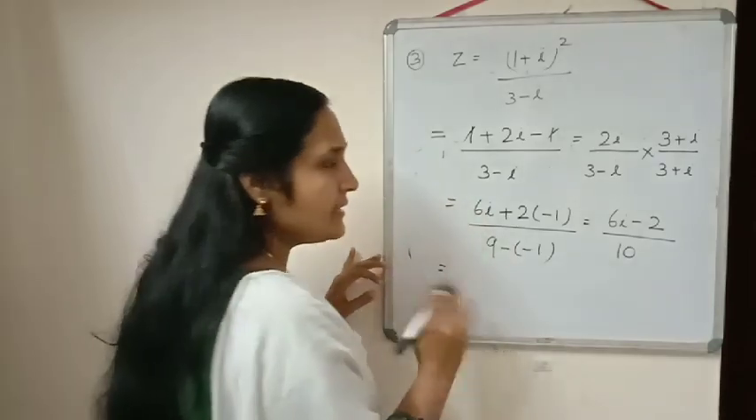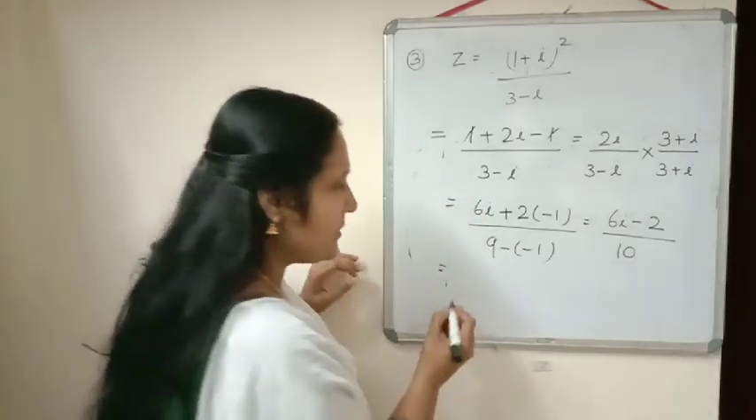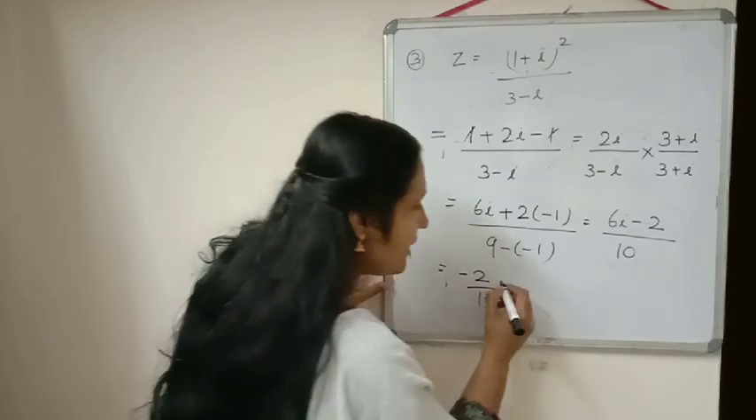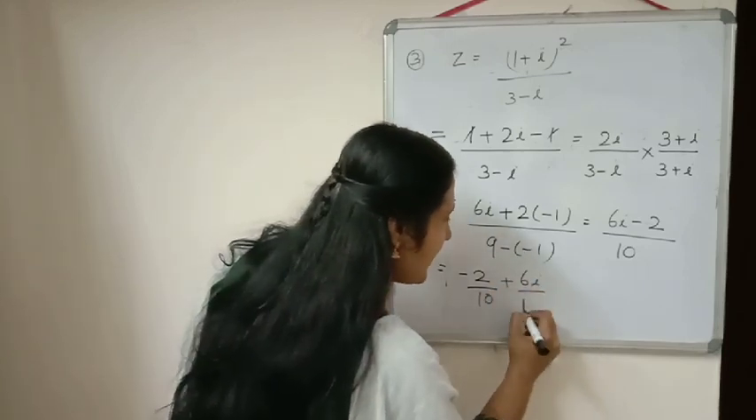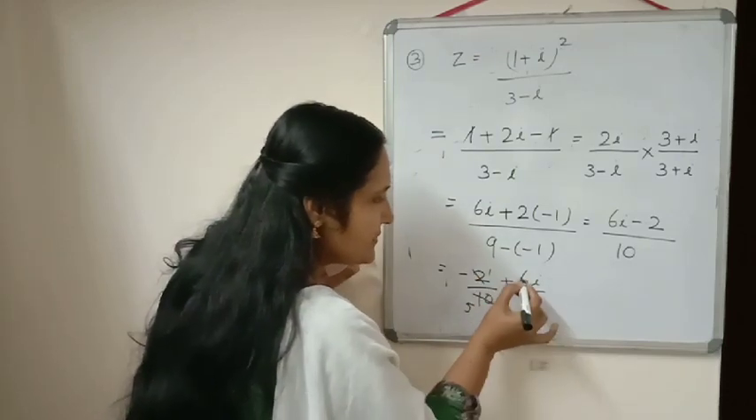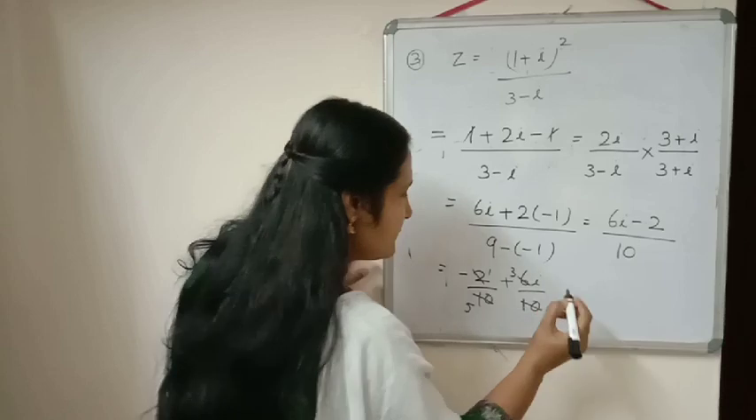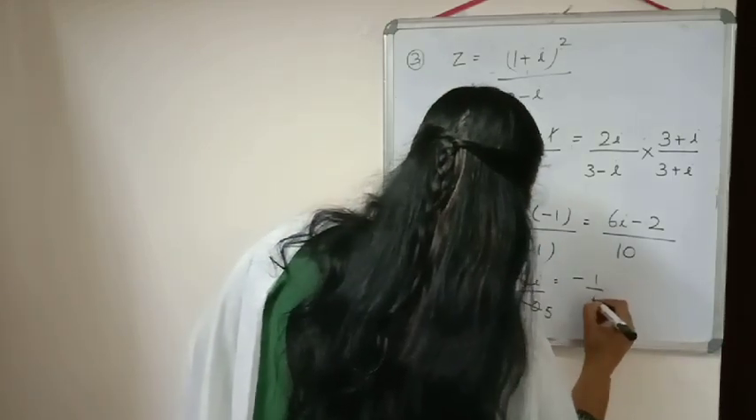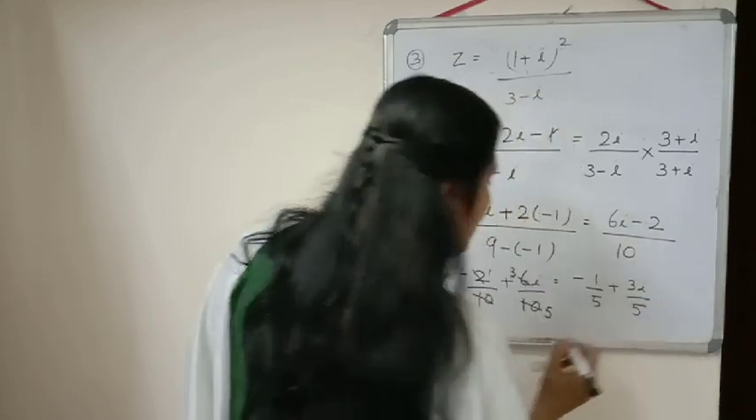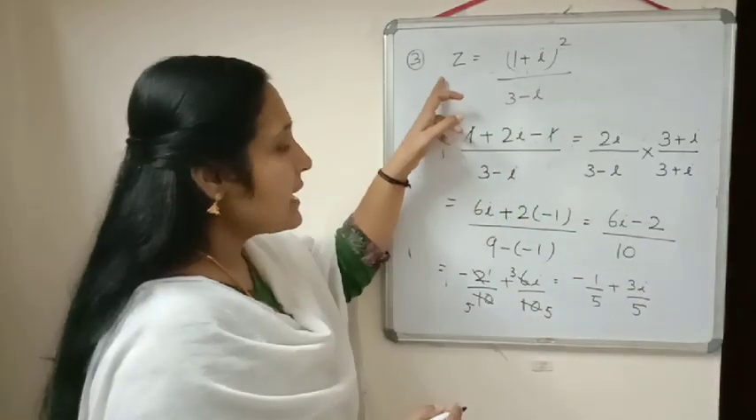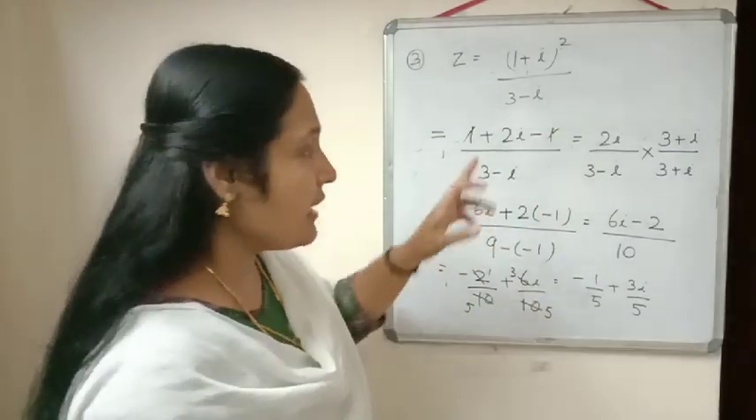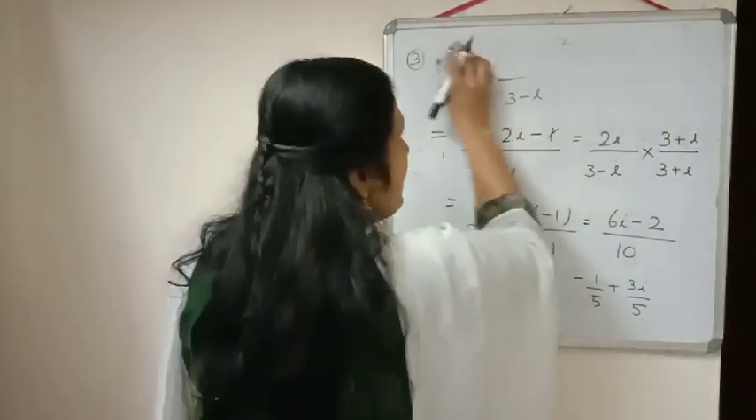Now we'll rewrite in the standard form of a complex number. In that, the real part should be written first: minus 2 by 10 plus 6i by 10. So if you want, you can cancel the terms: 2 1s are 2, 2 5s are 10, here 2 3s are 6, 2 5s are 10. So we are getting at last minus 1 by 5 plus 3i by 5. The question is not over. This was just to convert it into the standard form. The question is we have to convert it into the form of a conjugate.